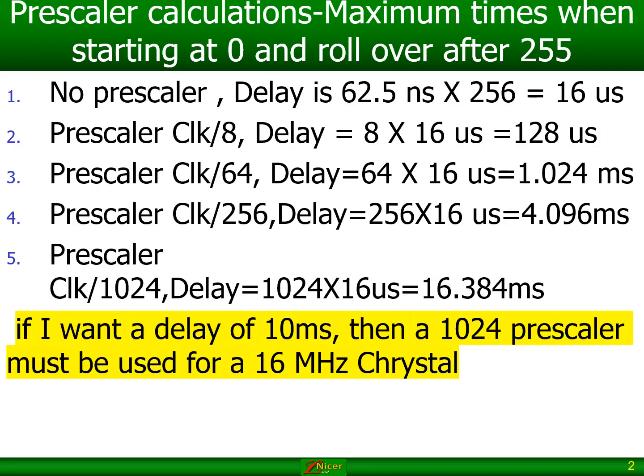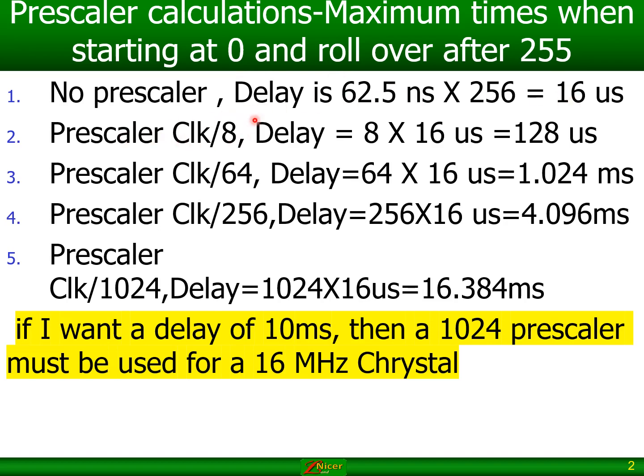Okay, let's look now at using a prescaler and what the maximum times will be when I start at 0 and I roll over when I reach the count of 255. So I'm talking about maximums at this stage. If I use no prescaler and I start at 0, it will basically take 256 counts before it rolls over. Now each and every count, we've calculated that already. If it's a 16 megahertz crystal, it is 62.5 nanoseconds. So to start at 0 and roll over at 255 will take 16 microseconds.